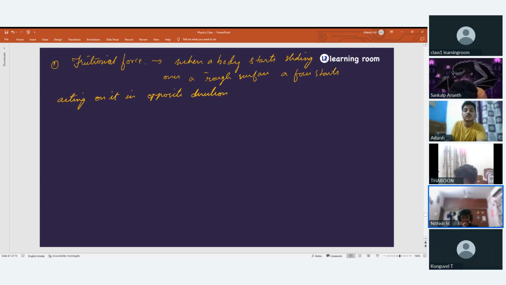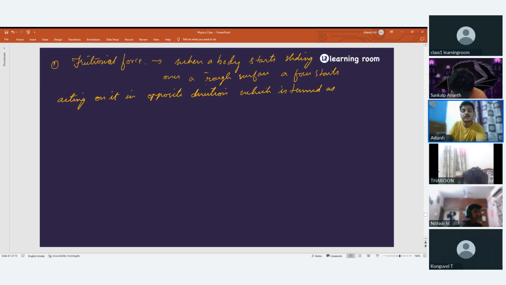So when a body starts sliding over another body, a force starts acting on it in the opposite direction. It's termed as frictional force.